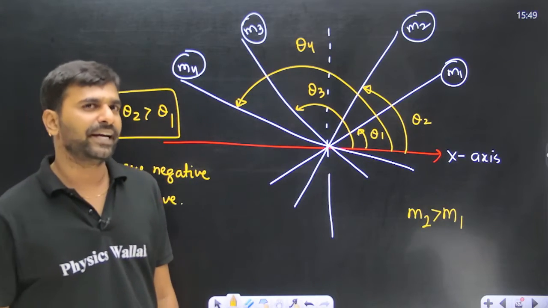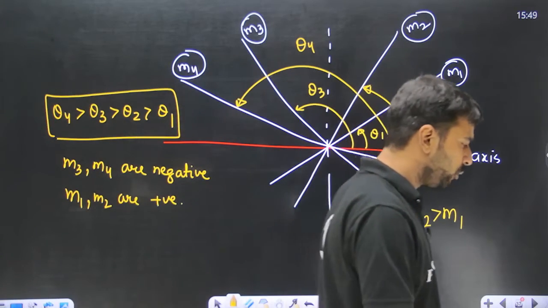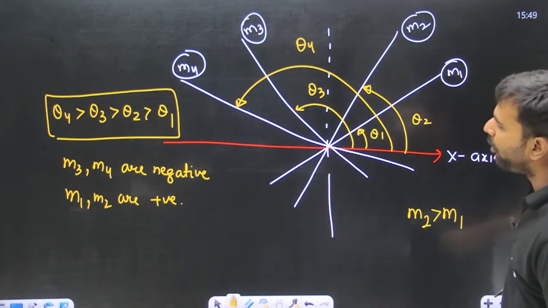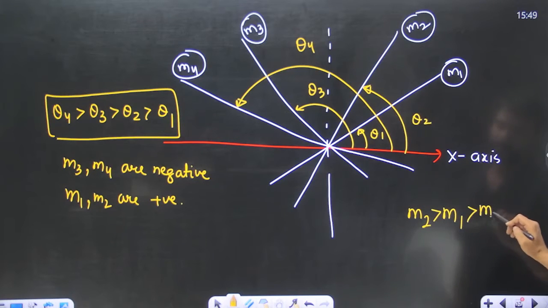Now which one will be greater, m3 or m4? Do let me know guys. M4 will be greater or m3 will be greater? Obviously m4 will be greater. Yes or no? Because both are negative values, feel it.